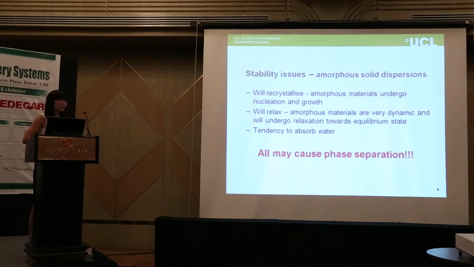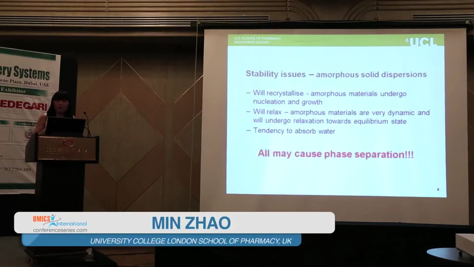So normally for amorphous material, it can be very, very unstable in three different scenarios. So firstly, it can be recrystallizing from amorphous to crystalline. That's a very significant pathway. The amorphous material can always undergo nucleation and growth, trying to recrystallize to the crystal form. And also another significant phenomenon is relaxation. So normally amorphous material will be very dynamic. It's always going through the relaxation process, trying to achieve the equilibrium status. That's the second way.